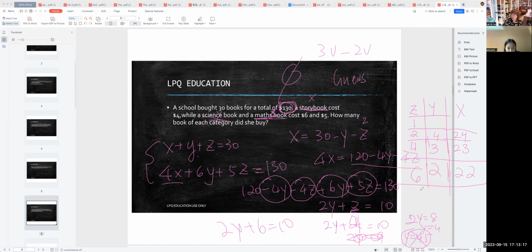And last but not least, z equals 8. So 2y plus 8 equals 10. So 2y equals 2. So y equals 1 and x equals 21. So for this question, there are 1, 2, 3, 4, 4 possible answers for this question. Okay. Get it, Xinxin? So yeah, the table is going to be super duper useful for those questions.